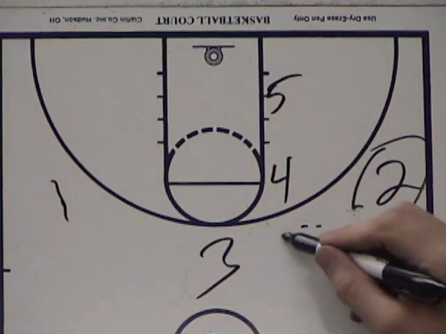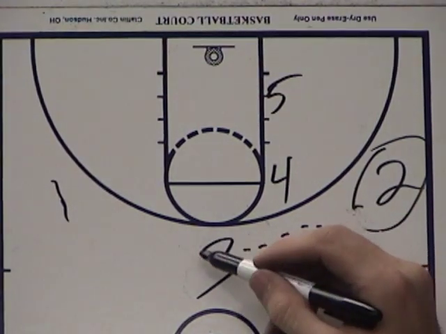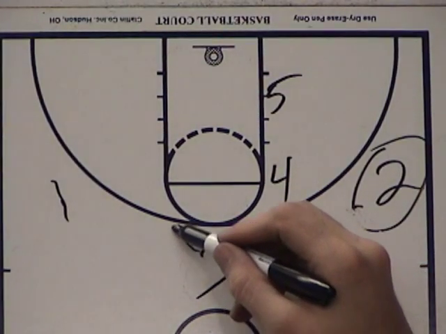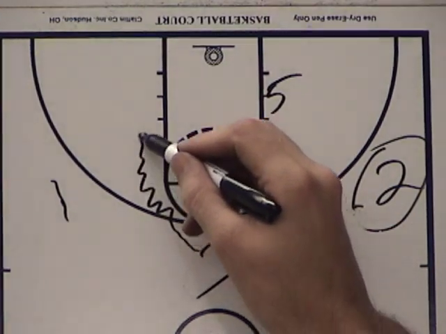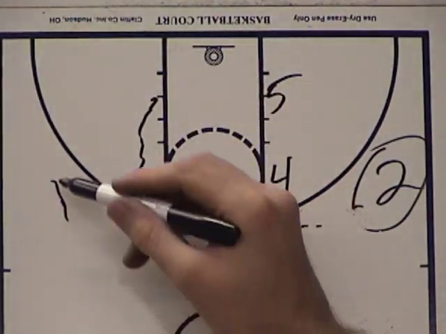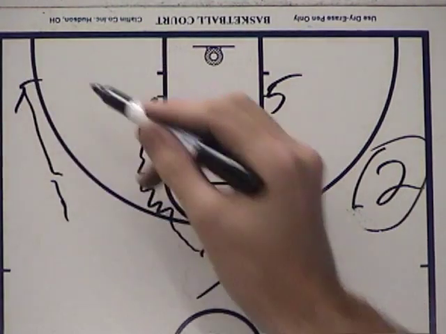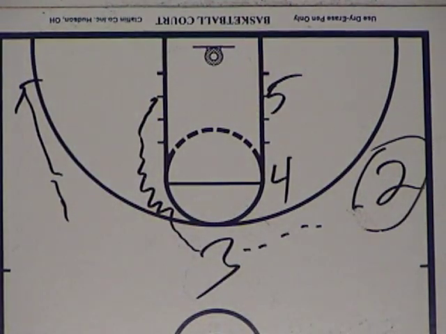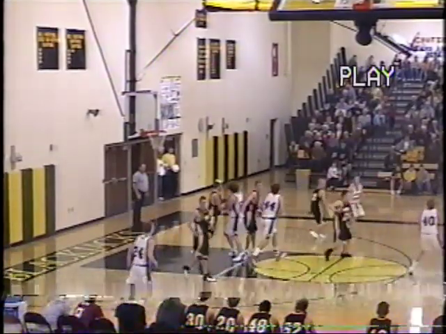If we cannot get the ball in the high post or low post, we swing the basketball by going to three. Three has an opening right there where we'd like to try to drive the ball to the basket. While he's driving to the basket, we want one to slide to the baseline or cut back door.